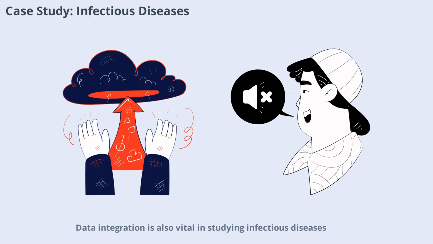Data integration is also vital in studying infectious diseases. By merging data from pathogen genomics, host immune responses, and clinical outcomes, researchers can track disease outbreaks, understand transmission dynamics, and develop targeted interventions. This integrated approach has been especially important during global health crises.